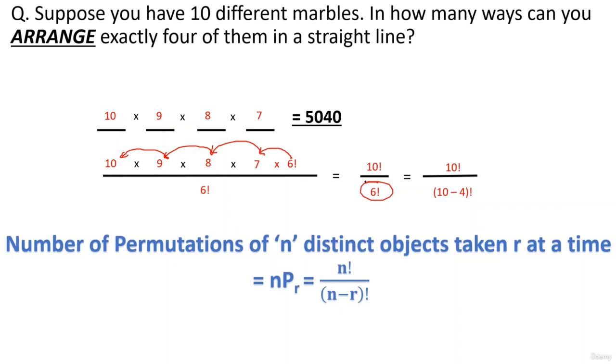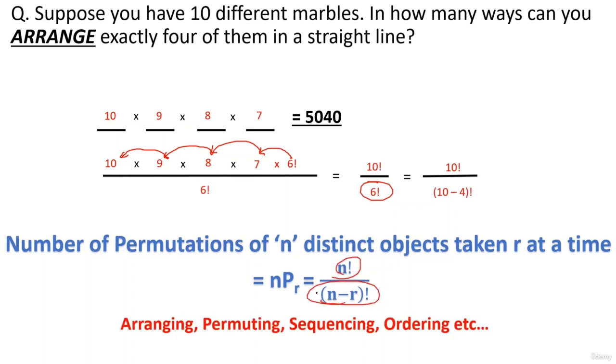So we can say that the number of permutations of n distinct objects taken r at a time is nothing but nPr, given as n factorial divided by n minus r factorial. When will we use this? Whenever we are arranging, permuting, sequencing or ordering some objects. If we have n objects and we want to arrange, permute, sequence or order them in r places, the number of ways of doing this is denoted by nPr, and that is n factorial divided by n minus r factorial, right?